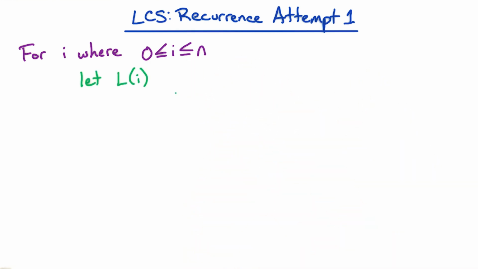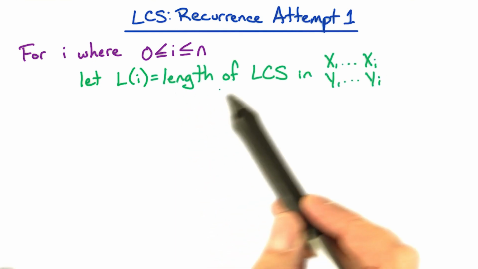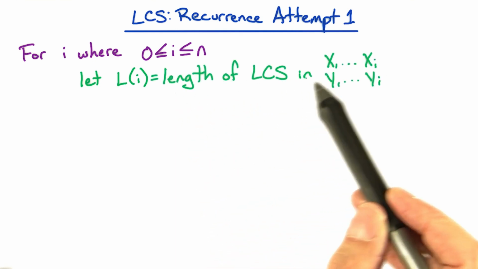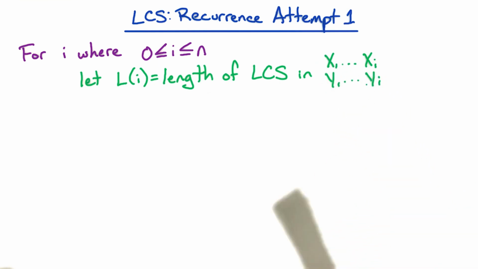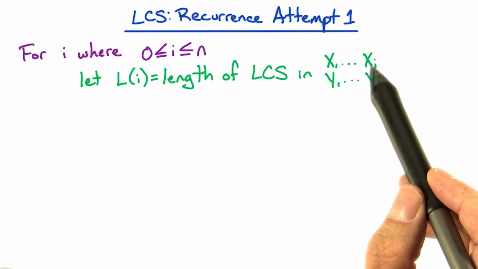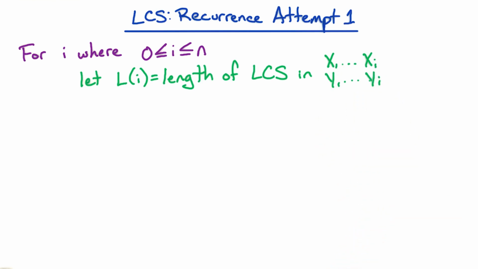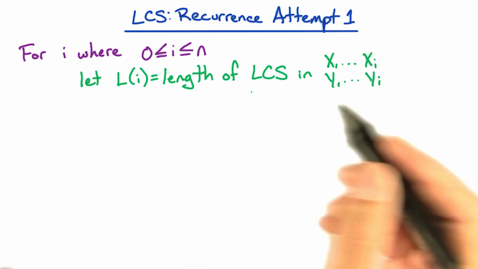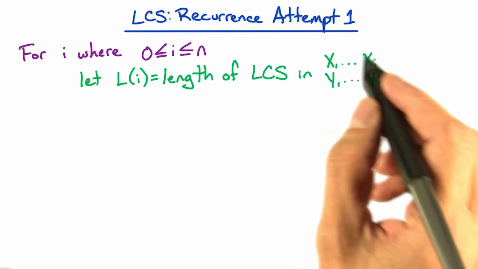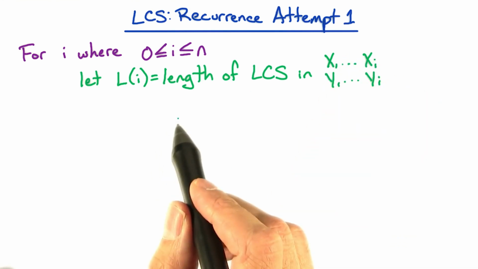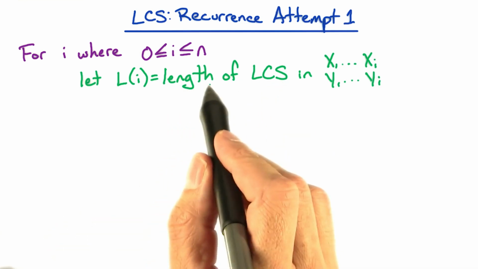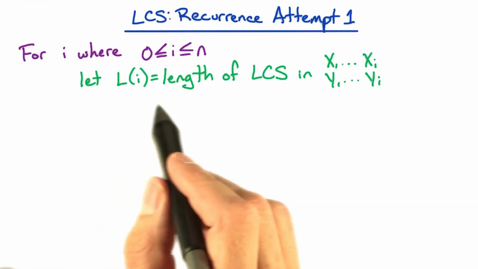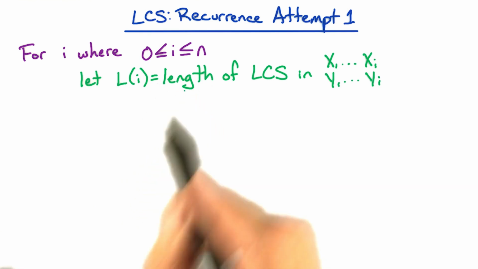Now we're going to define a function L of i. This will be the length of the longest common subsequence in a prefix of x of length i and a prefix of y of length i. So x1 through xi and y1 through yi. Note this is analogous to the original problem except on a prefix of the input. One other notable difference, this does not store the subsequence itself, it simply stores the length. We want our table to store a number or true-false.